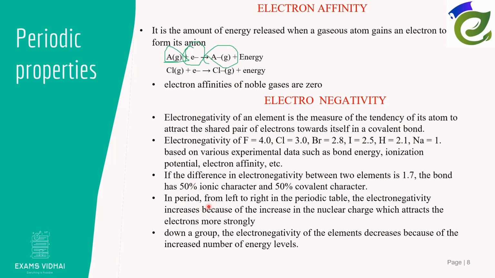In periods, from left to right in the periodic table, the electronegativity increases because of the increase in the nuclear charge, which attracts the electrons more strongly. Whereas down a group, the electronegativity of the element decreases because of the increased number of energy levels.